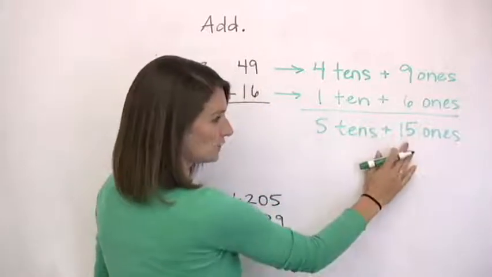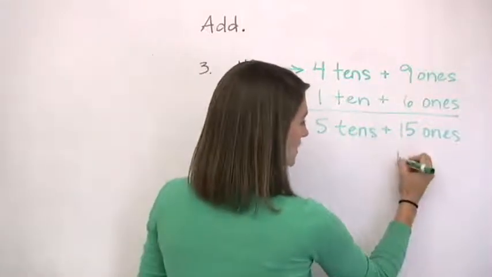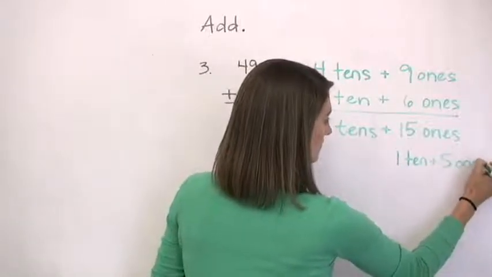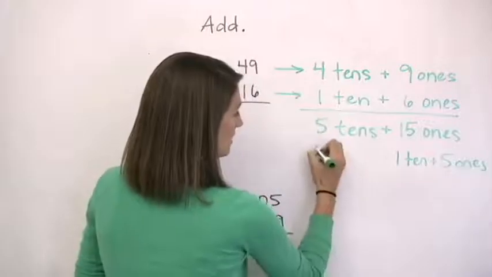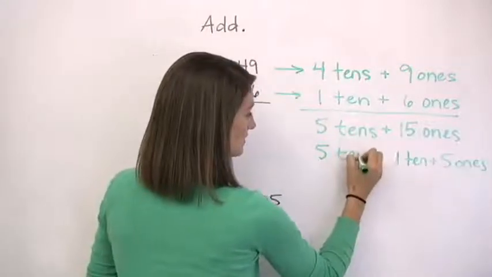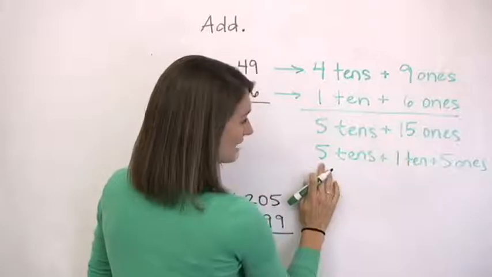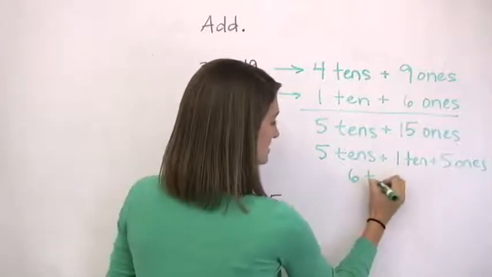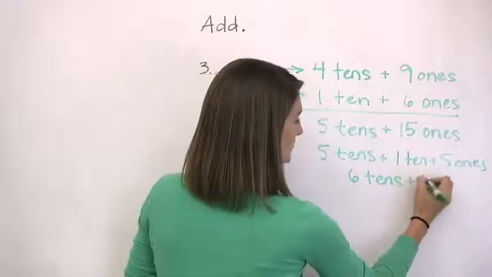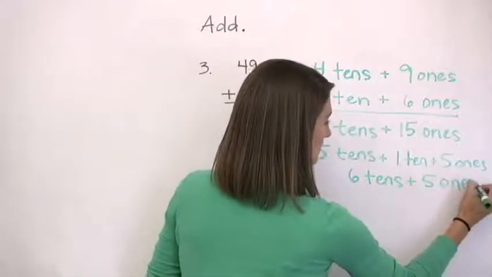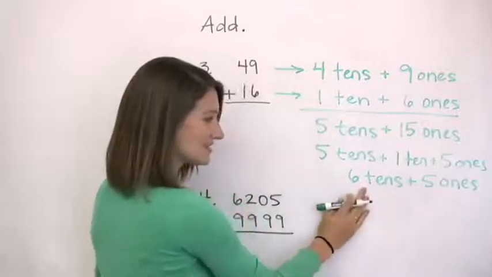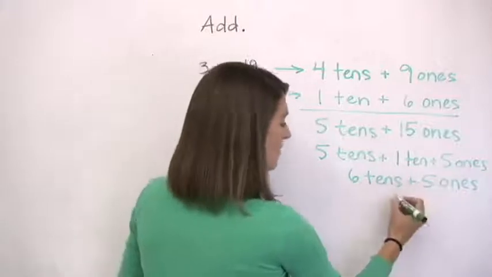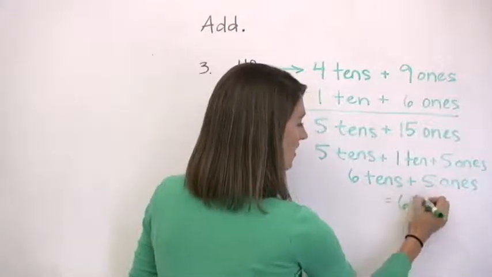We can write 15 ones. We know that's the same as 1 ten and 5 ones. We bring down our 5 tens. We add the 5 tens plus the 1 ten, that gives us 6 tens plus 5 ones. 6 tens is 60 plus 5 ones is 5, so 60 plus 5, our answer is 65.